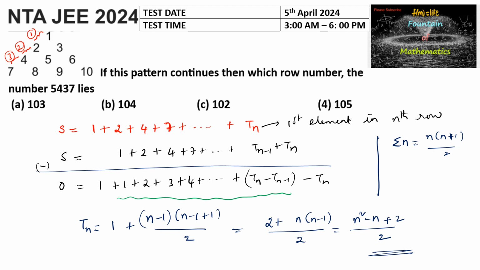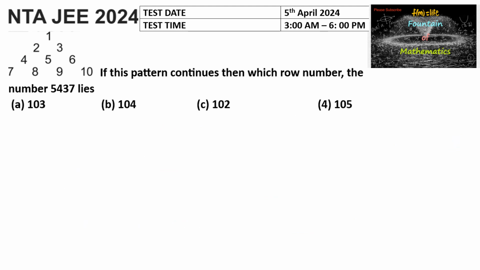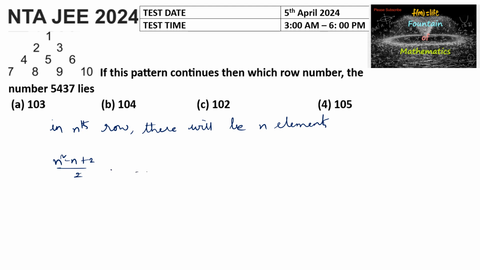Since in the first row one element is there, in the second row two elements, in the third row three elements and so on, in the nth row there will be n elements, whose first element is given by (n square minus n plus 2) upon 2. So the last element we can identify.